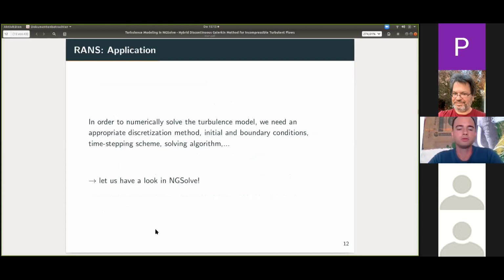So since we now know how to mathematically model a turbulence model, we need a few other things in order to numerically solve it. We need an appropriate discretization method, we need initial and boundary conditions, we need a time stepping scheme, and so on. So let us have a look at NGSolve and how we do that there.